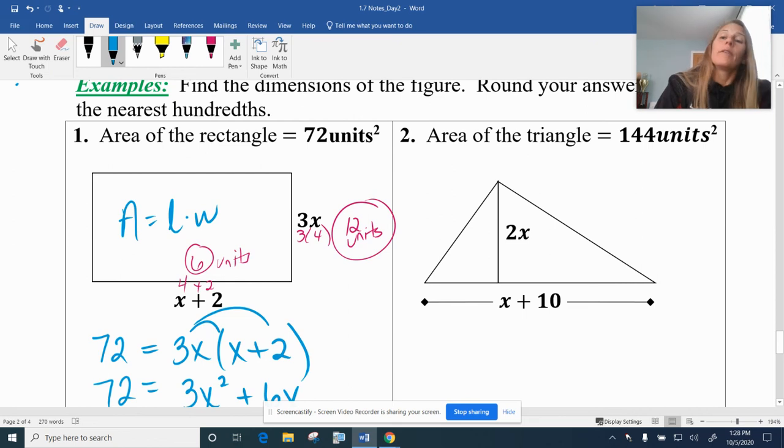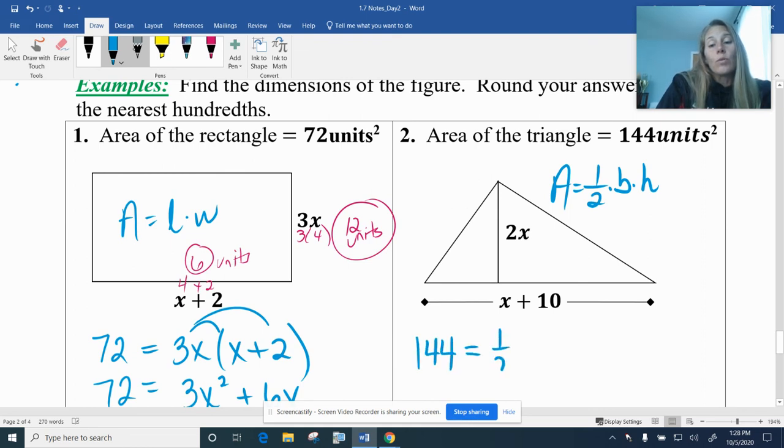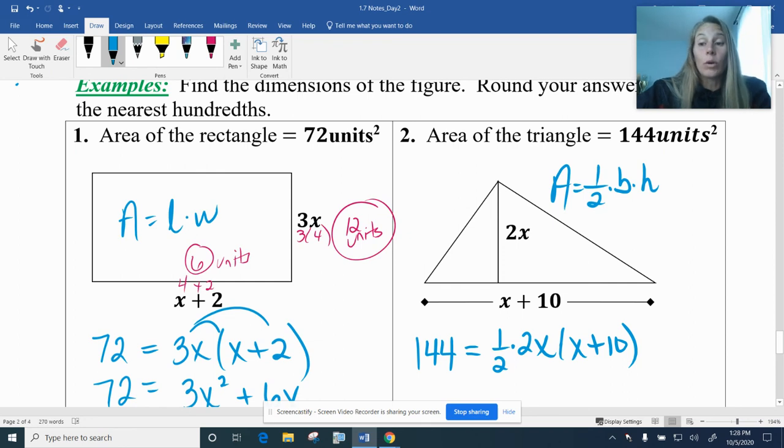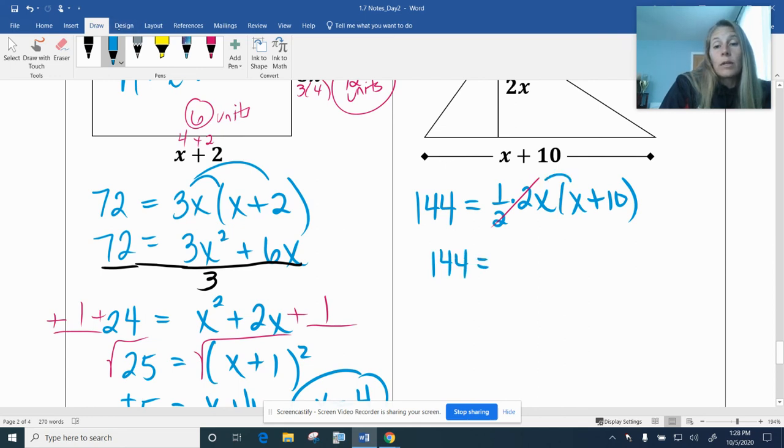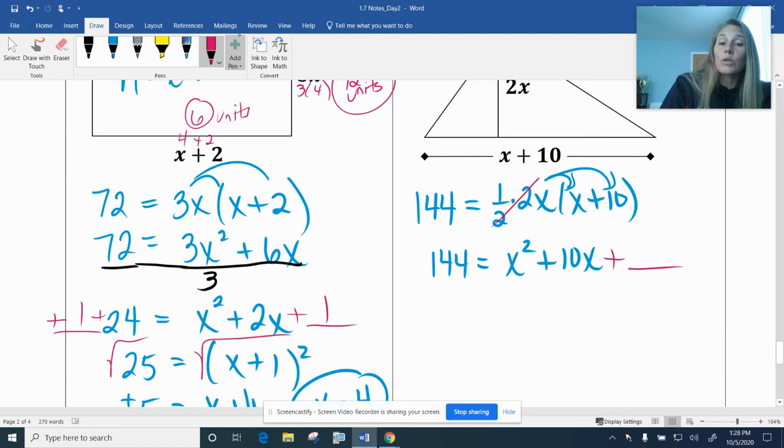Okay, and then finally, area of a triangle, half times base times height, 144 equals 1/2 times our base and our height. And it doesn't matter what order you put them in, because remember with multiplication properties, you can multiply them in any order. So for me, as I simplify this, I can see right away that half of 2 is going to cancel out. So I have 144 equals, and then I'm going to distribute the rest here, x squared plus 10x.